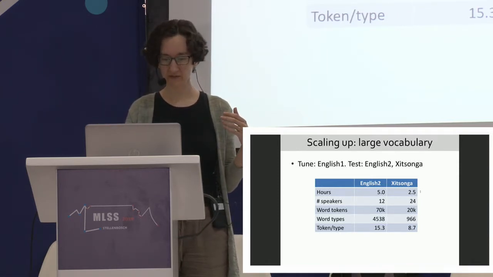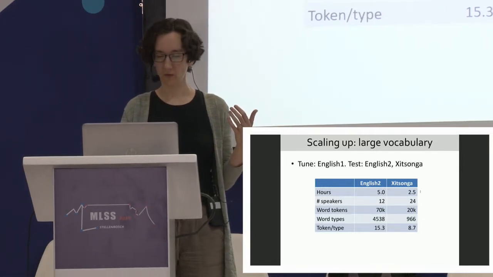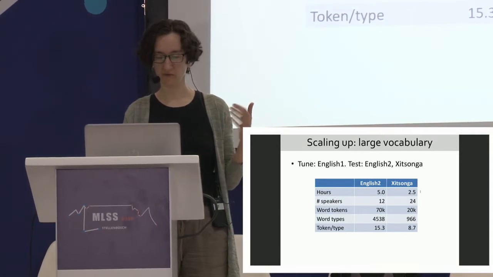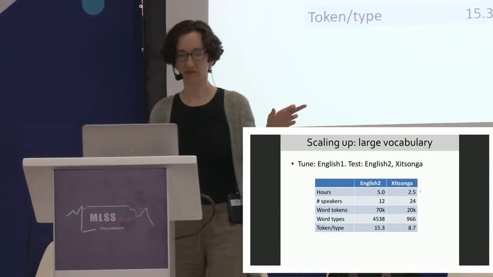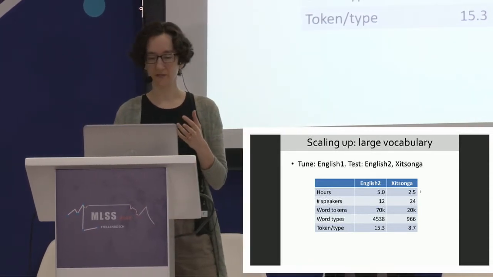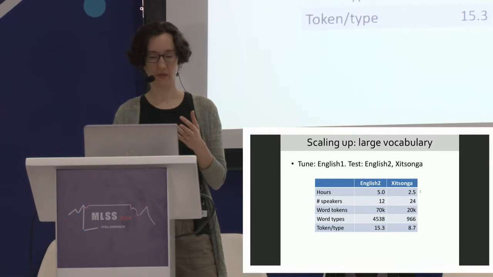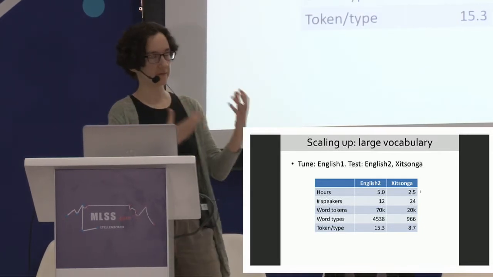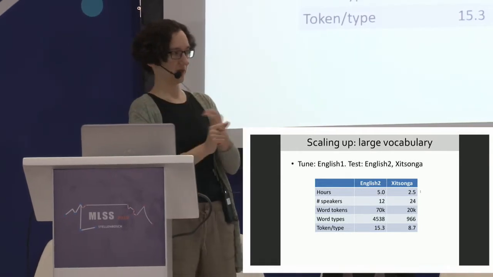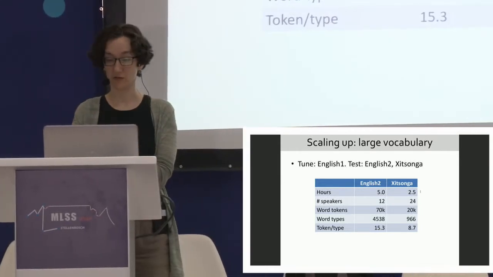The Tsonga data has a few more speakers, but what you'll notice is that it's also harder because the number of tokens per type, in other words, the number of different instances of each lexical item, is considerably lower in this data set, which means there's less repetition, basically. So there's more different speakers and less repetition, which means that overall it's going to be a lot harder to deal with.